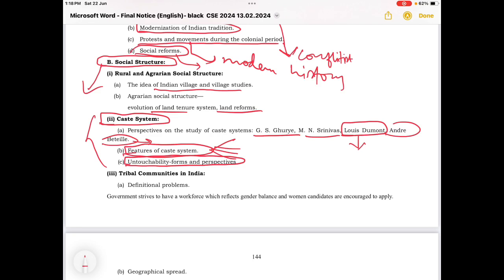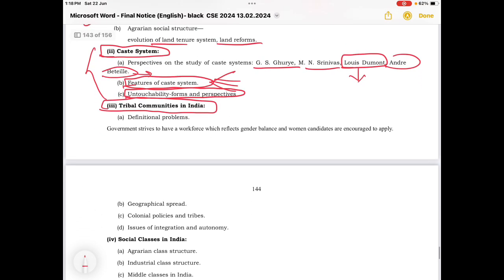Now coming to tribal communities in India. This topic is also very important. Here we will see the definitional problem, because today different theorists have defined the tribal community in very different ways. Some are saying that yes, they are uneducated. Some are saying that they are poor people. Some say yes, they are isolated, geographical isolation is there. So different definitional problems are there.